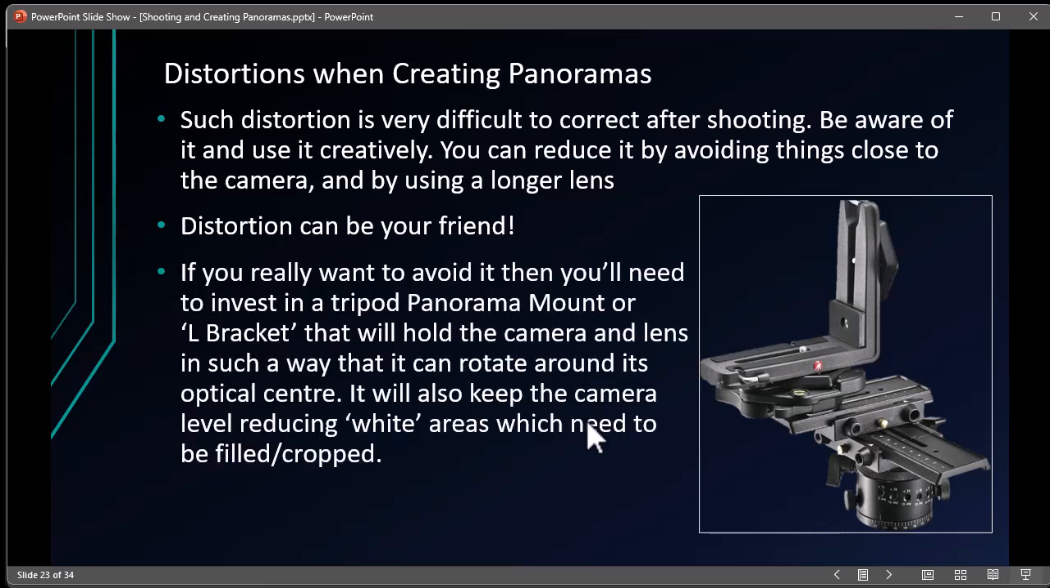If you really want to avoid distortion, you'll need to invest in a tripod and a panoramic mount or L bracket, which can hold the camera or lens in such a way that it can rotate more accurately around its optical centre. That will not only reduce distortions, but also reduce the white or transparent areas that need to be filled in when you crop your image.